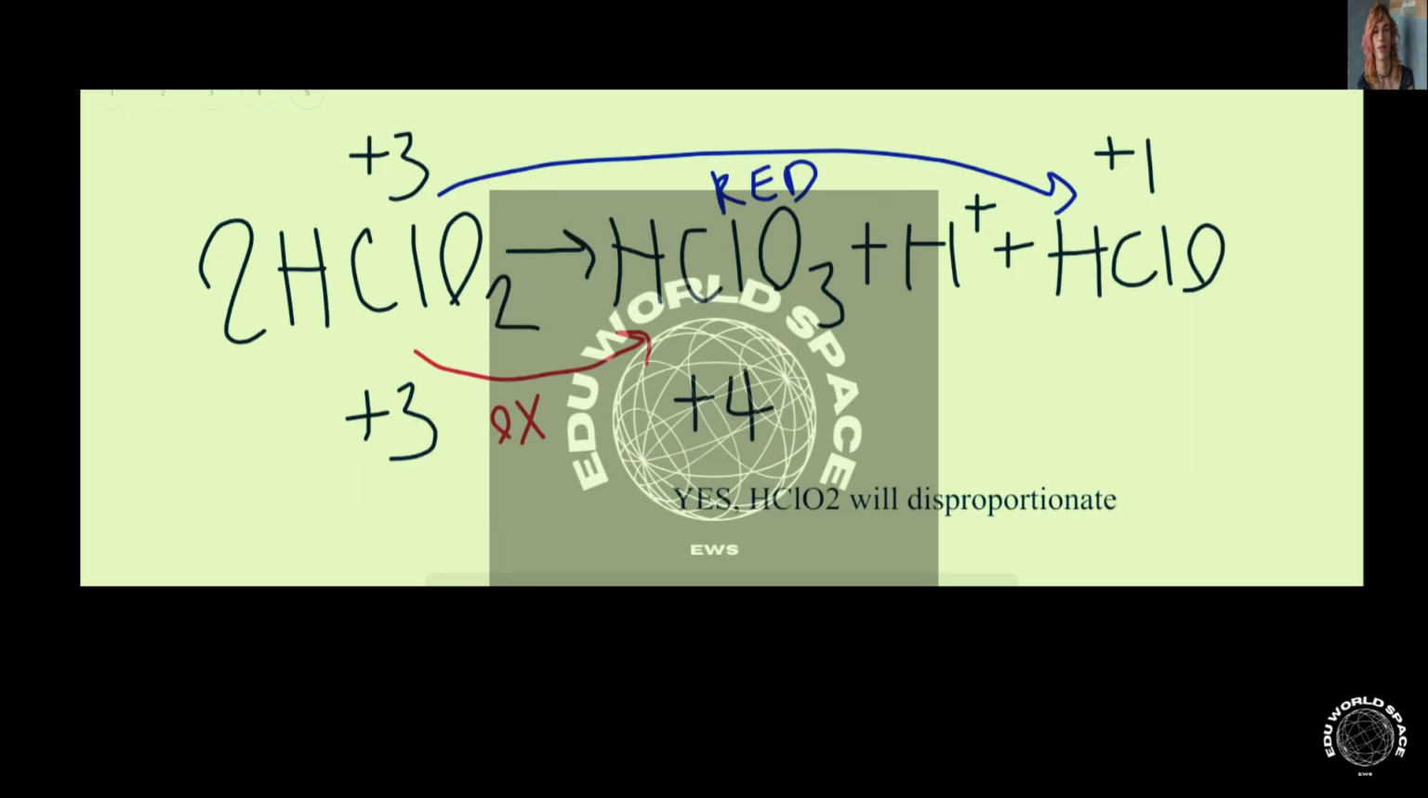So when we add our two half reactions together and get the overall reaction, we have the same species, which is HClO2, being both reduced and oxidized. The chlorine is both reduced, going from HClO2 to HClO, and oxidized, going from HClO2 to HClO3. So yes, HClO2 will disproportionate.